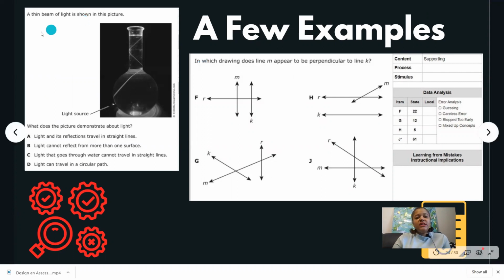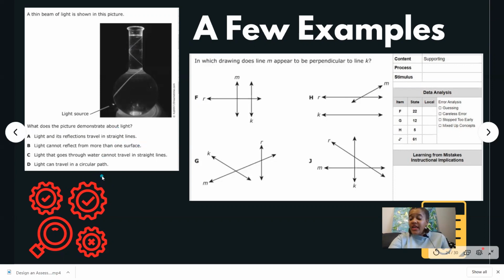Now, I'm going to give you just a few examples of good distractors. The very first one is looking at this science question. It says a thin beam of light is shown in this picture. This is homogeneous. Look at how each of the statements aligns to the others. They all start with light: light and its reflection travel in straight lines. Light cannot reflect from more than one surface. Light that goes through water cannot travel in straight lines. Light can travel in a circular path. So they're all stated correctly. You see no underline here.